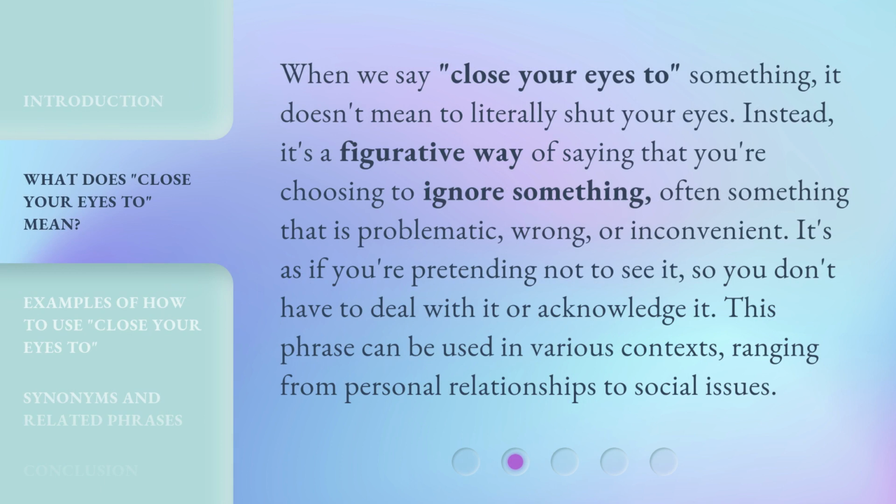When we say "close your eyes to something," it doesn't mean to literally shut your eyes. Instead, it's a figurative way of saying that you're choosing to ignore something, often something that is problematic, wrong, or inconvenient. It's as if you're pretending not to see it, so you don't have to deal with it or acknowledge it. This phrase can be used in various contexts, ranging from personal relationships to social issues.